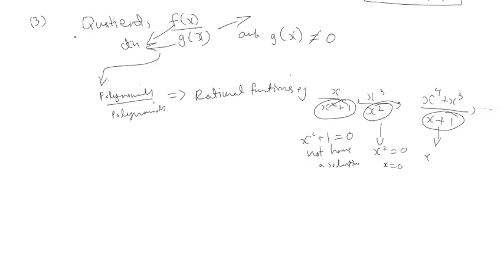In this case, x plus 1 equals 0. If we solve it, we get x equals minus 1, which means it's discontinuous because when I plug in minus 1 over here, I get 0 in the denominator, which is problematic.